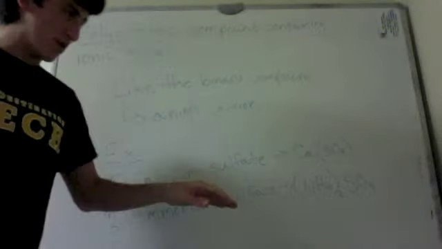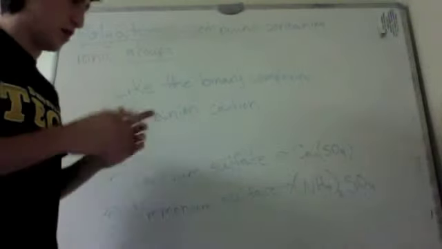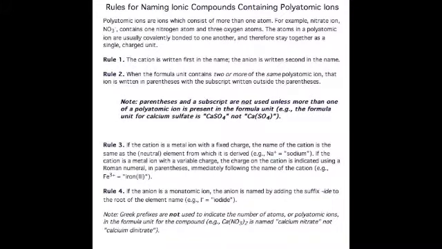Second example, ammonium sulfate. Ammonium would be the cation, which has a +1 charge, so you have to balance it there with sulfate, which has a -2, and so that would be the compound. Mentioned in here are the rules mentioned before on how to name polyatomic ions in the ionic groups.